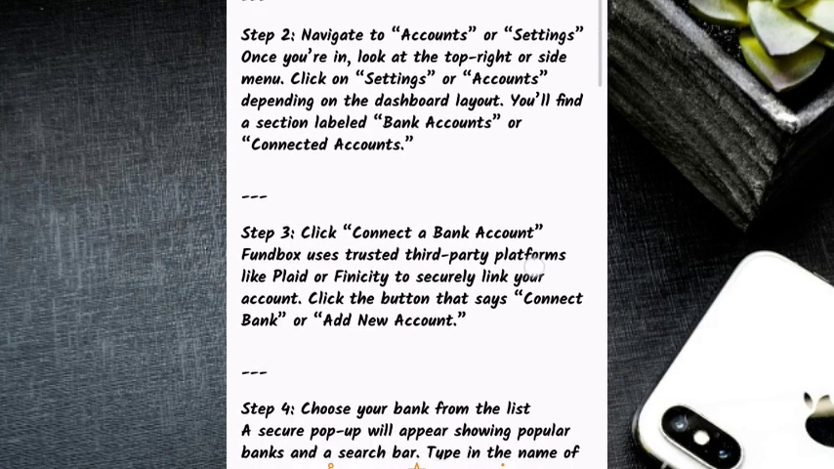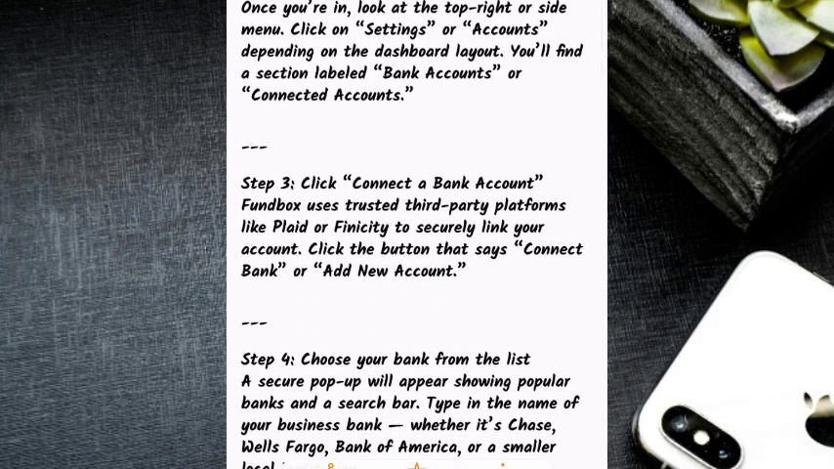Now on to step 3, which is to click connect a bank account. Now Fundbox uses trusted third-party platforms like Plaid or Finicity to securely link your accounts. So click the button that says connect bank or add new account.